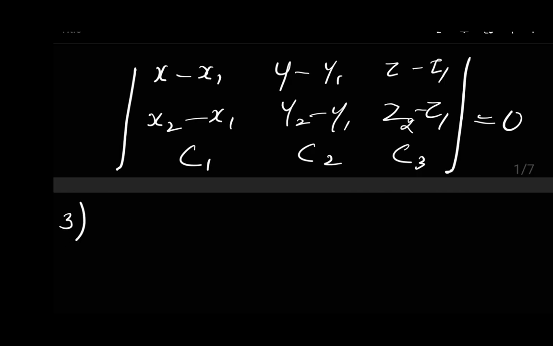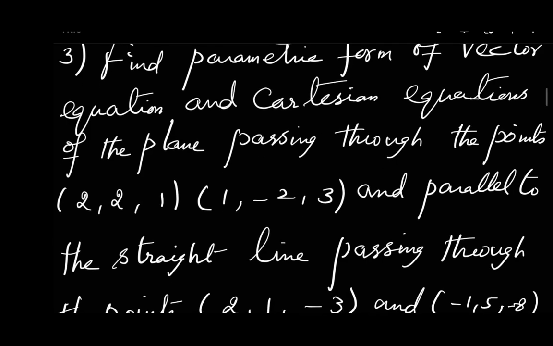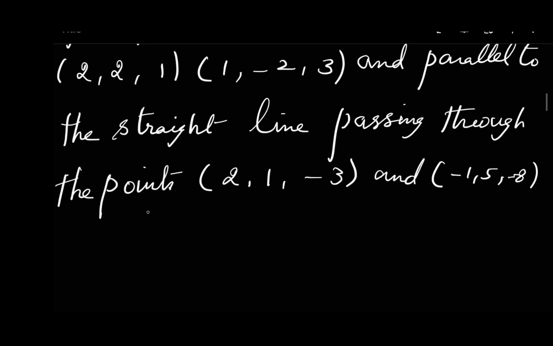Third and fourth problem I am going to do. First, let us see the third sum. Find the parametric form of vector equation and Cartesian equation of the plane passing through the points (2, 2, 1), (1, -2, 3) and parallel to the straight line passing through the points (2, 1, -3) and (-1, 5, 8).